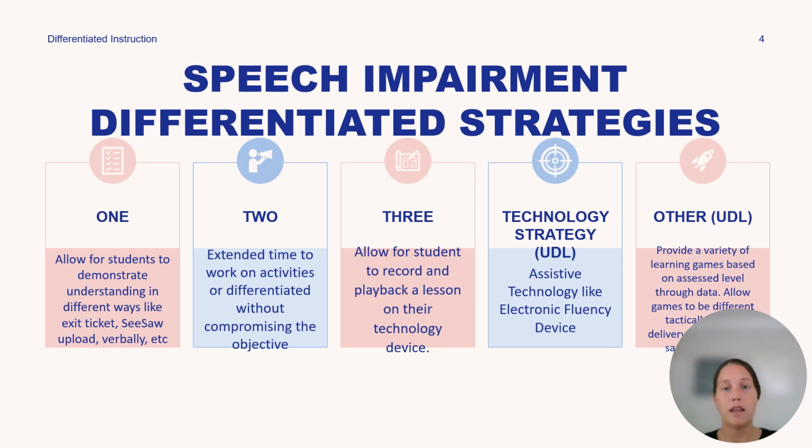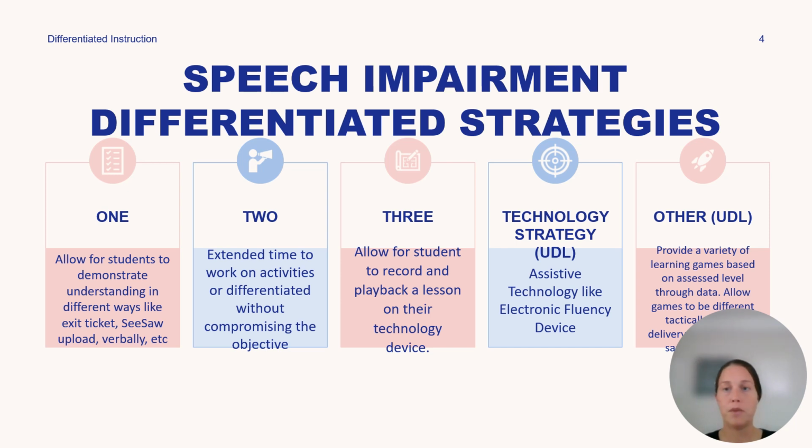Number 3, allow students to record and play back a lesson on their technology device. Using the UDL strategies, I looked at a technology strategy based off that. The assistive technology, like the electronic fluency device, allows students to play back their voice or my voice so they can perform their task.